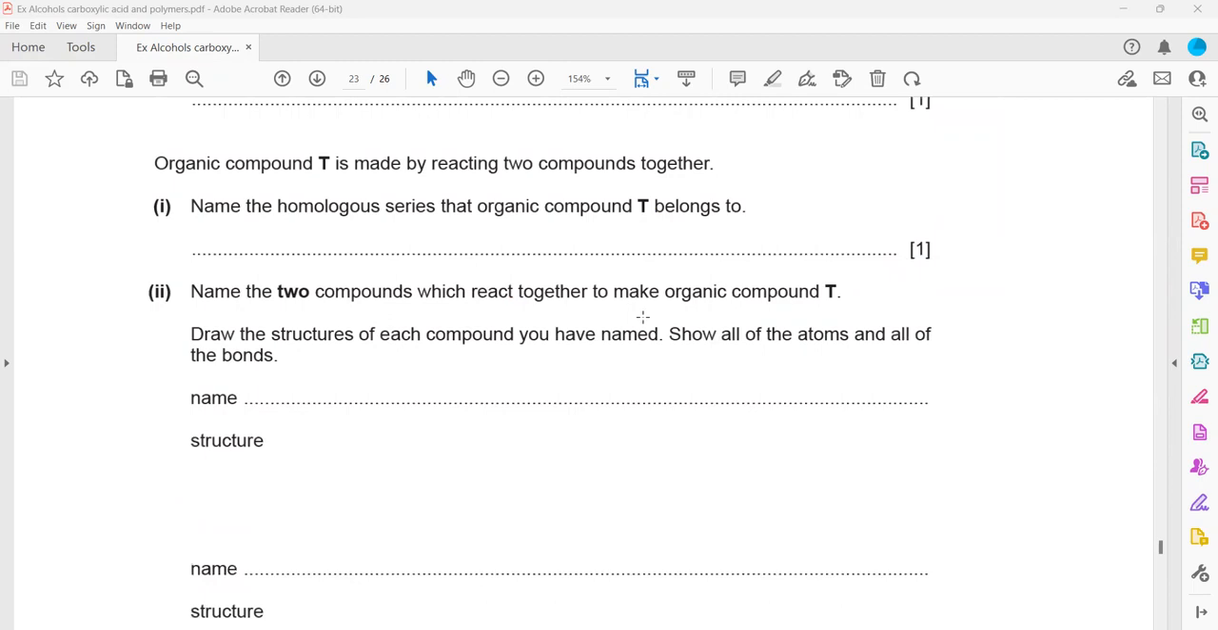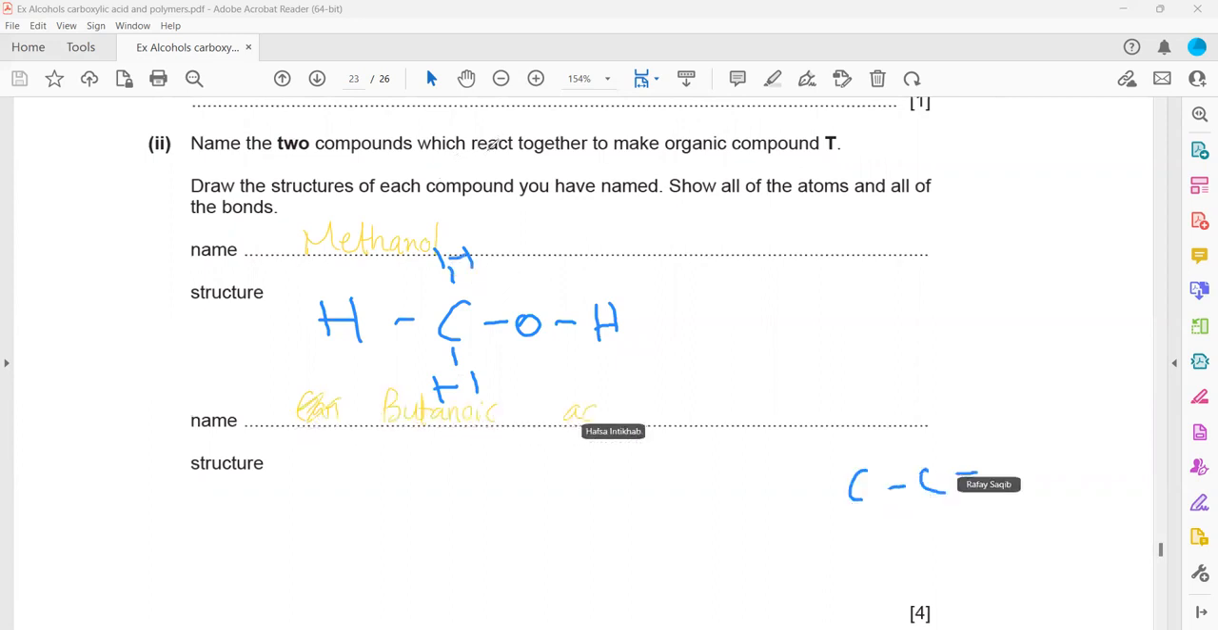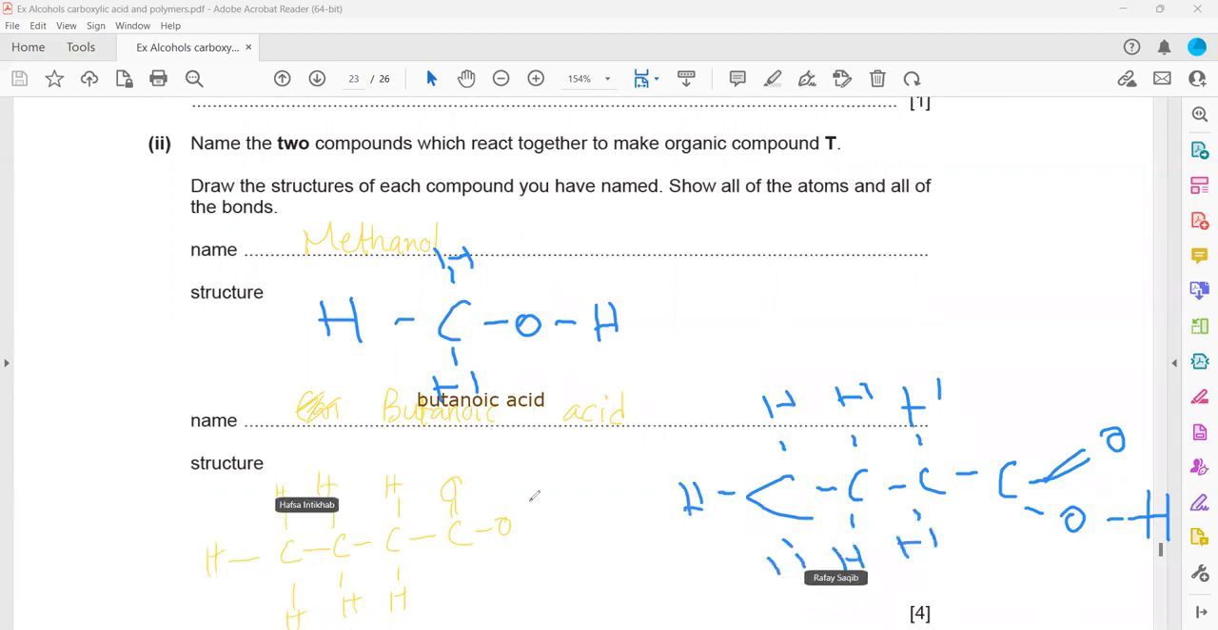So T is there. That is the ester, and it is formed from methanol and butanoic acid. You have to draw a structure of methanol. First draw methanol and then the acid. Show all the atoms. It was methyl butanoate, so butanoic acid. So draw 4 carbon atoms. Yeah, that's right. There should be H here with oxygen.